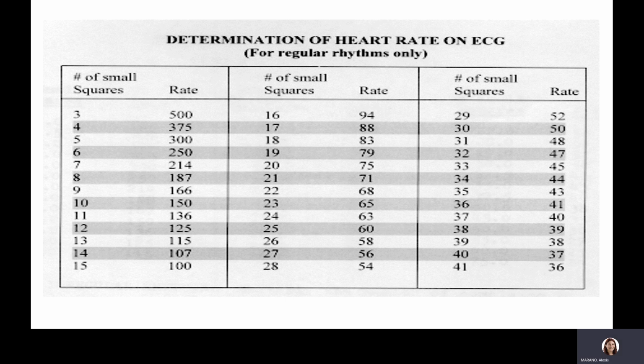So if I look at this chart, I'm going to look on the left-hand side for my number 19, and then I'm going to look all the way to the right where it says the rate, and then you can see here that my rate's 79. So you don't have to actually do the math. You can just use this chart.